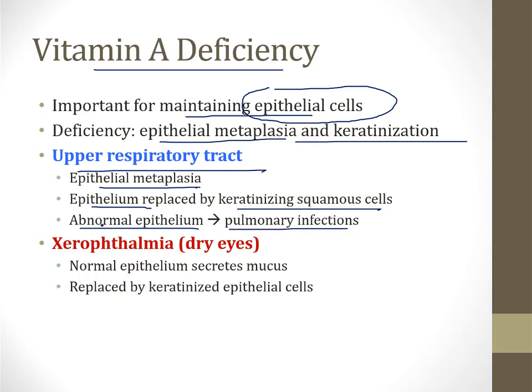In the eyes, patients who are vitamin A deficient often develop xerophthalmia, which means dry eyes. This is because the normal epithelium in the eyes secretes mucus, but when that epithelium is replaced because of metaplasia to keratinized epithelial cells, they don't make normal mucus, and therefore the eyes become dry.